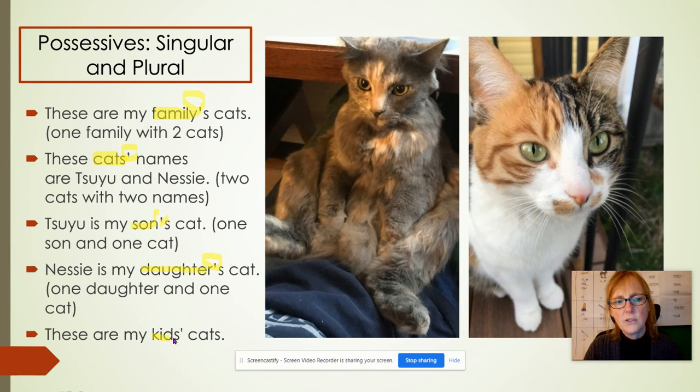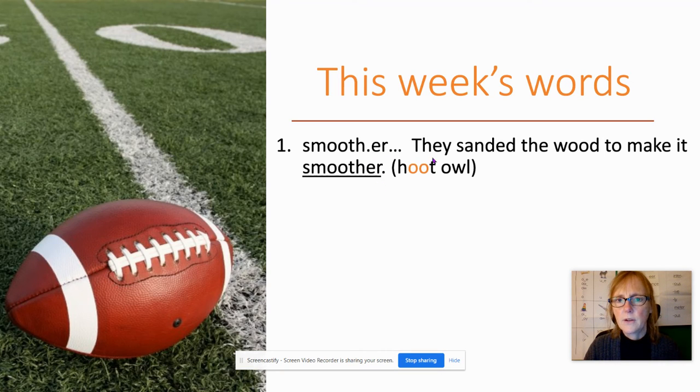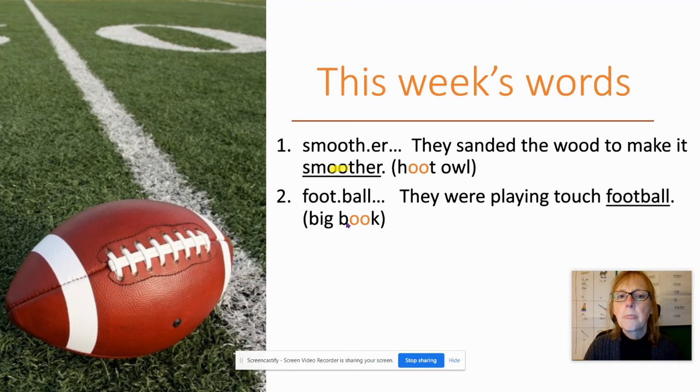These are my kids' cats. So I do have two kids. I'm going to first make the word kids plural. Then I'm going to add the apostrophe and then I'm going to say cats. So this week's words. Smoother. They sanded the wood to make it smoother. This is the long oo sound as in hoot owl. Football.